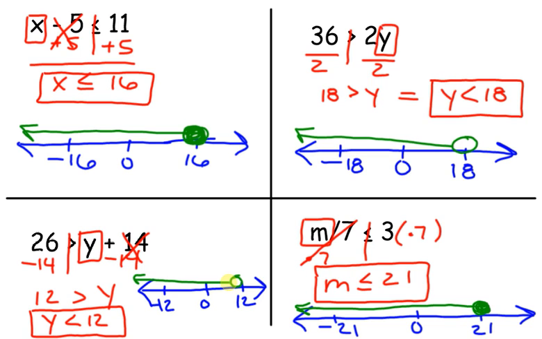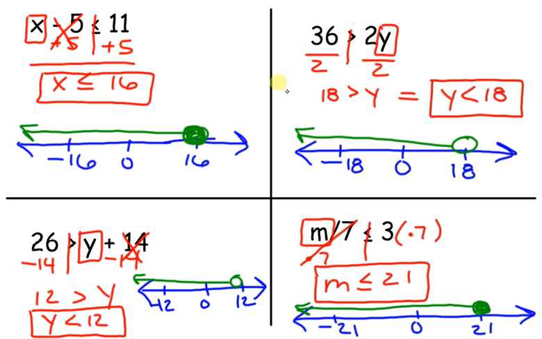All right, let's go ahead and check our answers. So for the first one, you should have x is less than or equal to 16. And here's the graph. For the next one, you should have y is less than 18. And here's the graph.